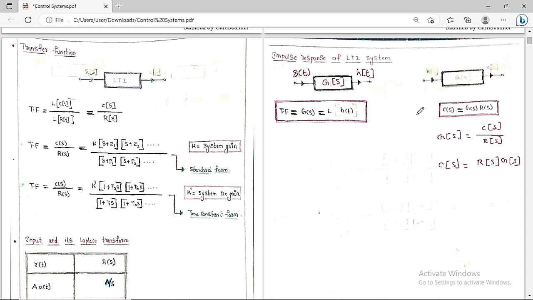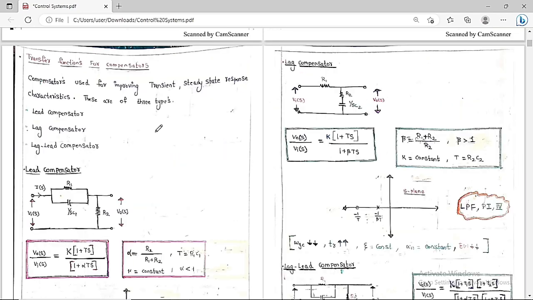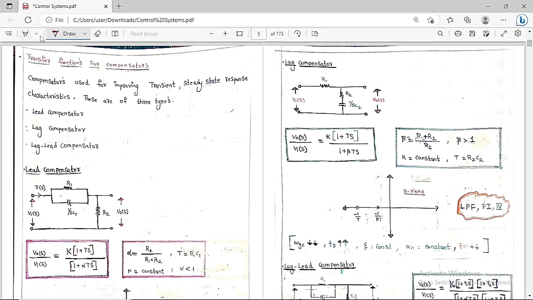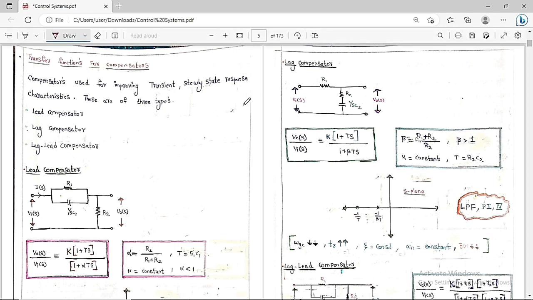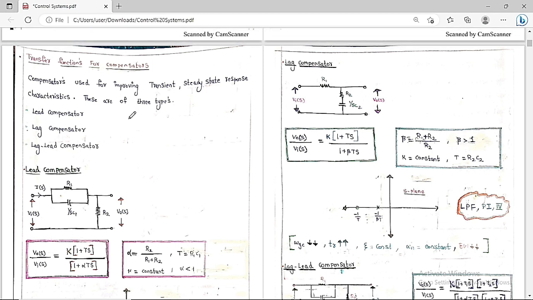As you can see clearly from this picture, we are now going to discuss the other concept, which is the transfer functions for compensators. We try to figure out the transfer functions for the different compensators present in control systems. Compensators are basically used for improving the transient response as well as the steady state response characteristics. So what is the basic agenda of the compensators?